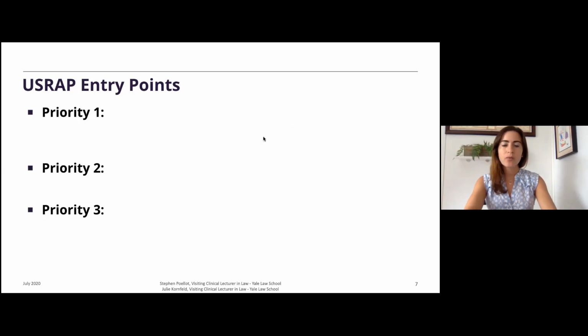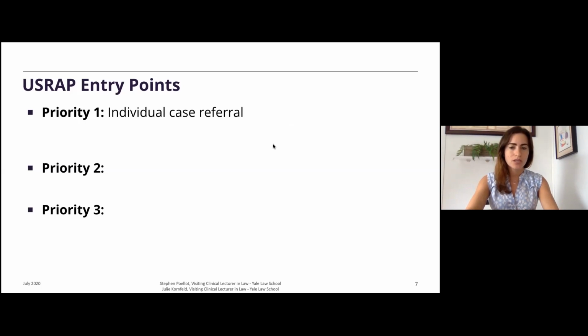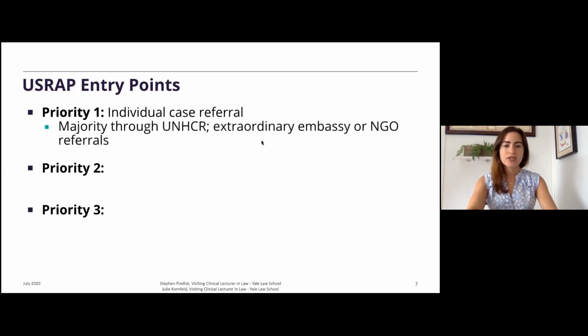First, priority 1 is reserved for individual case referrals. This means that select refugees are referred by either UNHCR, or the United Nations High Commissioner for Refugees, a U.S. embassy, or a designated NGO. Most referrals are from UNHCR, which assists the U.S. throughout the world in identifying individuals.